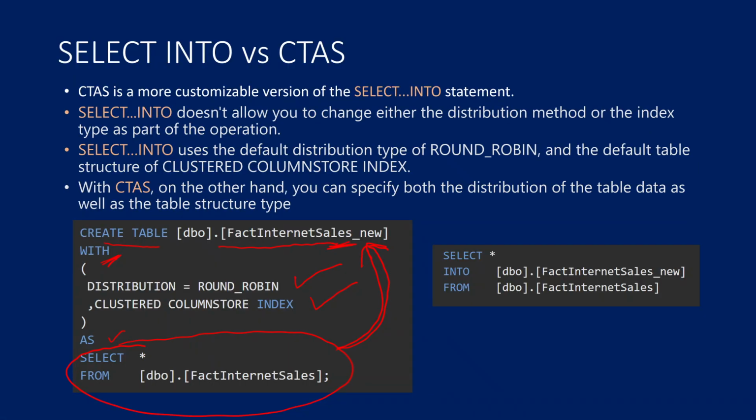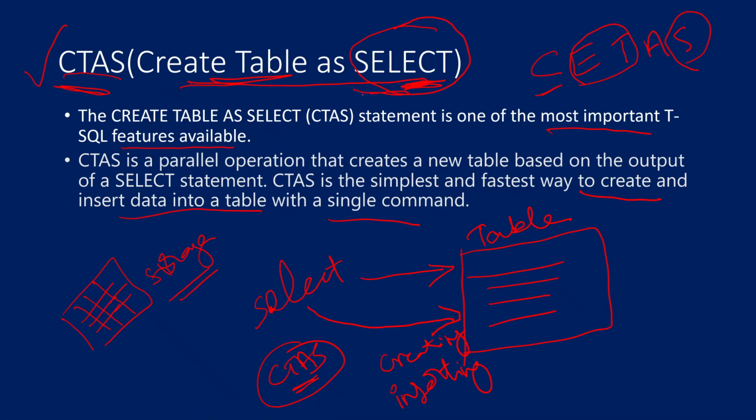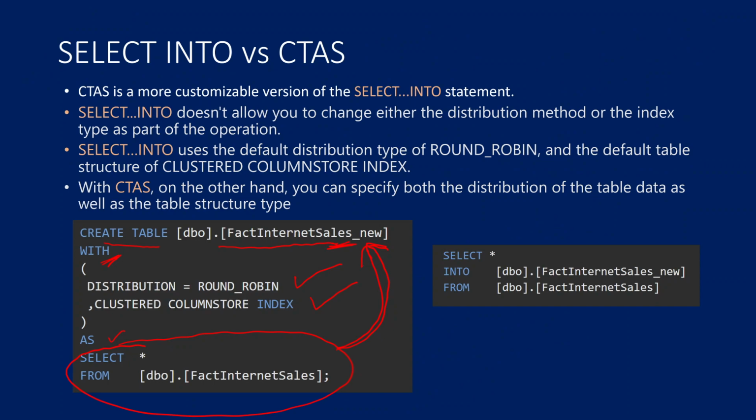So now you understood what CTAS is, and how to create a table from the output of the select query using this CTAS concept, right? But if you know SQL better, the same thing can be done using select into as well, right? Then what is the difference between select into and CTAS? We have to discuss this one as well.